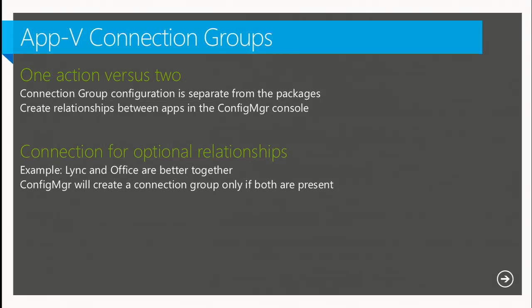And it also lights up a new nice scenario that we refer to as better together applications, where if you have two applications that are maybe not really dependent on one another, maybe Office and Lync, they can each run as a standalone application. However, if they're both present, you want them to be able to talk to one another and get added value, like maybe seeing the presence of recipients in your email. So you can do that with connection groups.